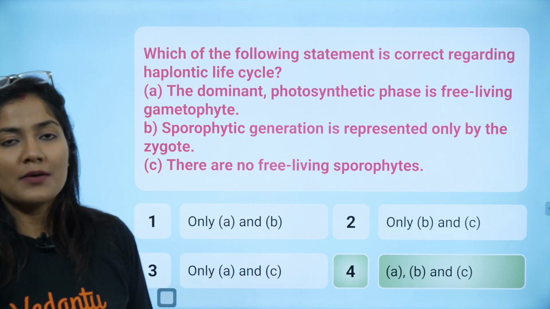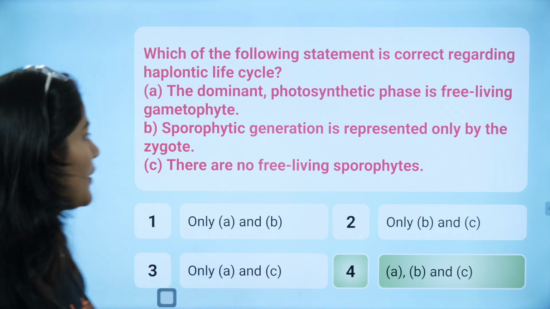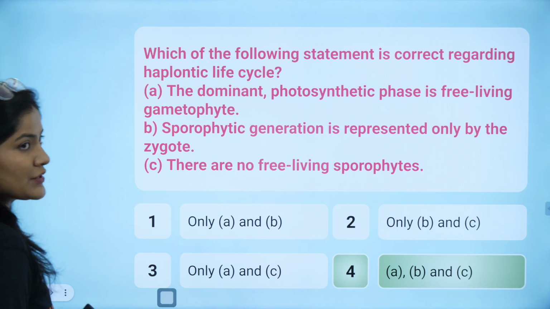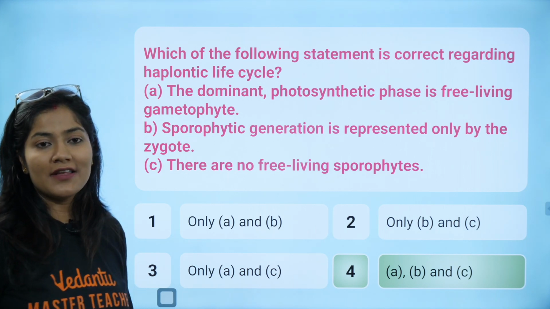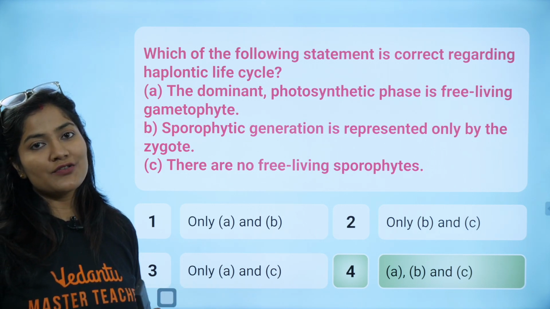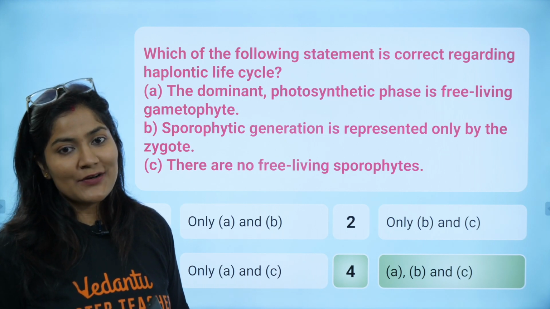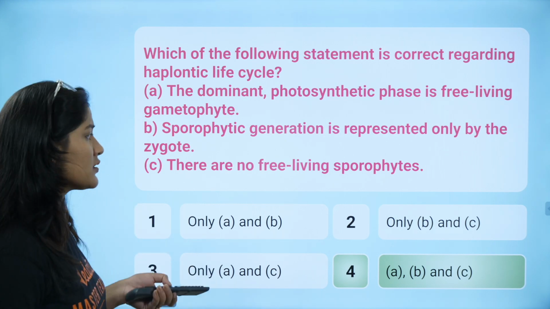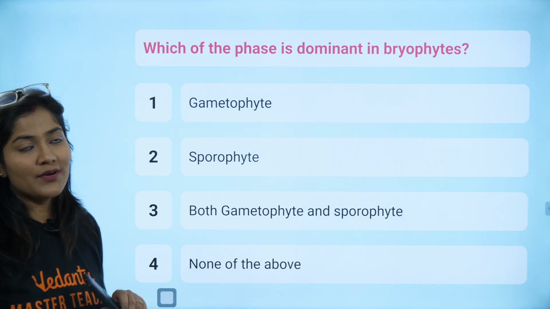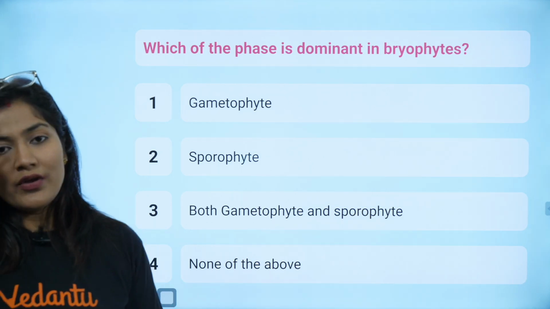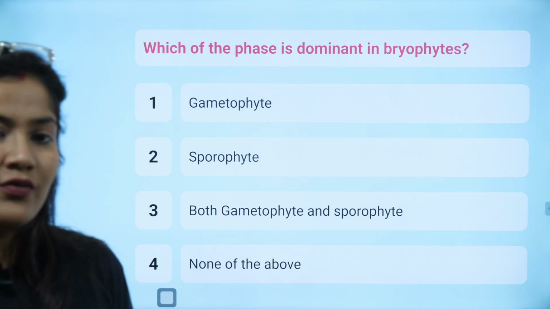The question is talking about your haplontic life cycle, and in your haplontic life cycle, the dominant photosynthetic phase is your free-living gametophyte. The sporophytic generation is represented only by the zygote, and this zygote is not a free-living sporophyte, right?